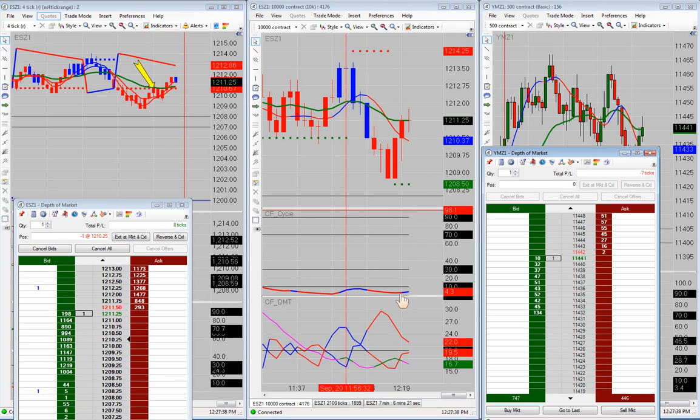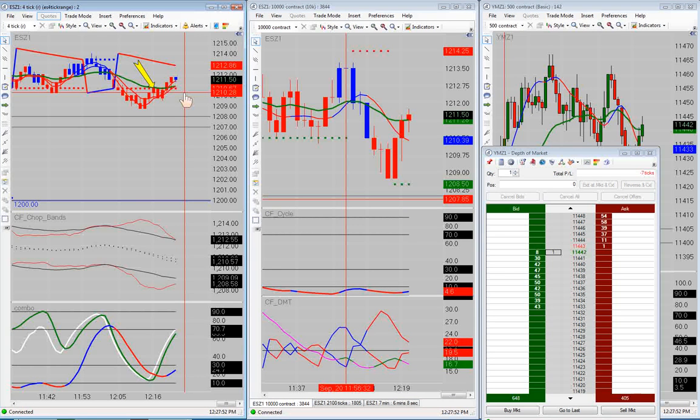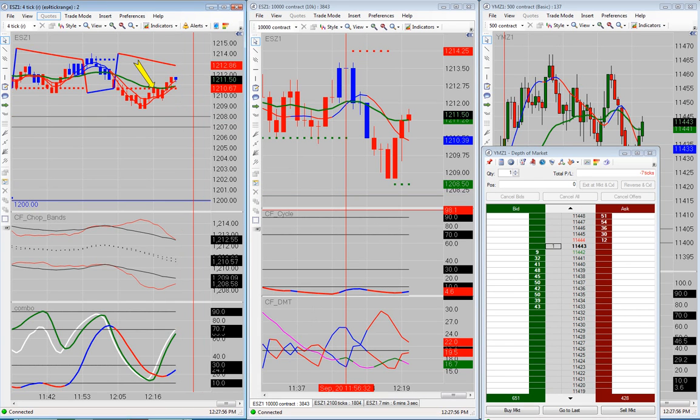The cycle's not terribly in favor of a long trade over here on the 10K, but we'll just have to wait and see what it does. What we need to see over here is a close down below these lines, and then it should push right down into here. I suppose the only question now is just a matter of whether we have the risk in the right spot or not.